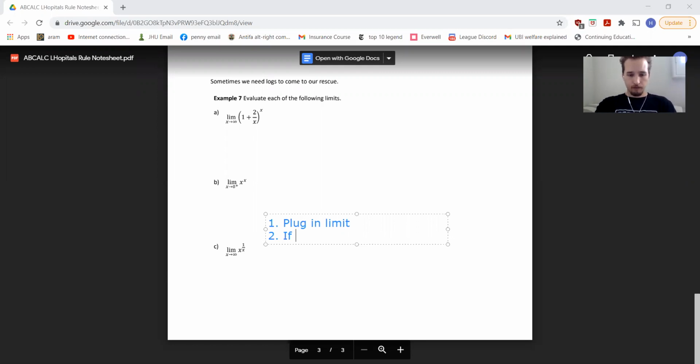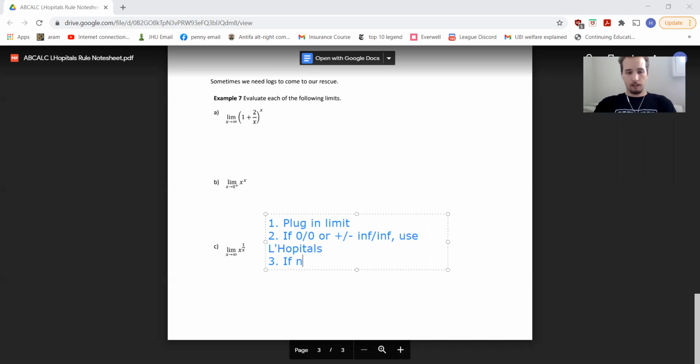If you get 0 over 0, or I'm not sure how to write this, I'm just going to call this plus or minus infinity over infinity, use L'Hopital's. From there, you can plug in your limit again, right? And if it's still 0 over 0 or plus or minus infinity over infinity, you can use L'Hopital's again until you don't get an answer in that form.